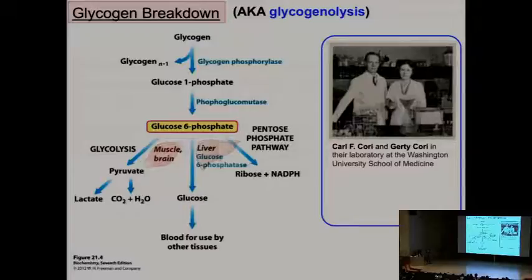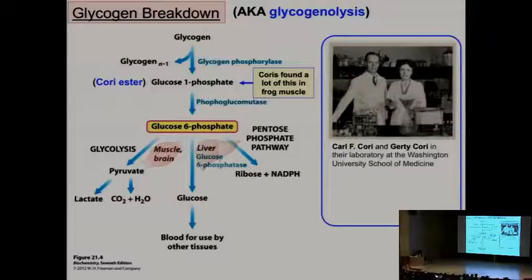They had crude 1930s methods, so they just minced up some frog muscle and were like, what metabolites are in here? They found a lot of this intermediate, glucose 1-phosphate, and they did what was the fashion of the time for scientists. If you discover a cool new compound, you name it after yourself. So they named it the Corey ester.